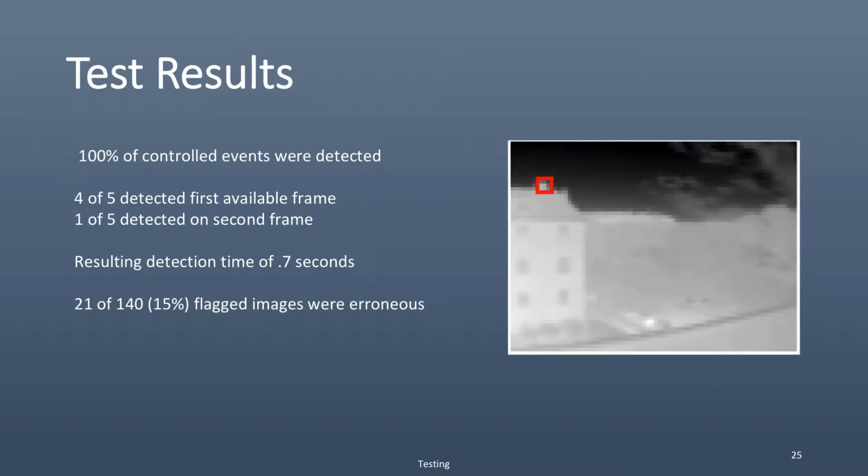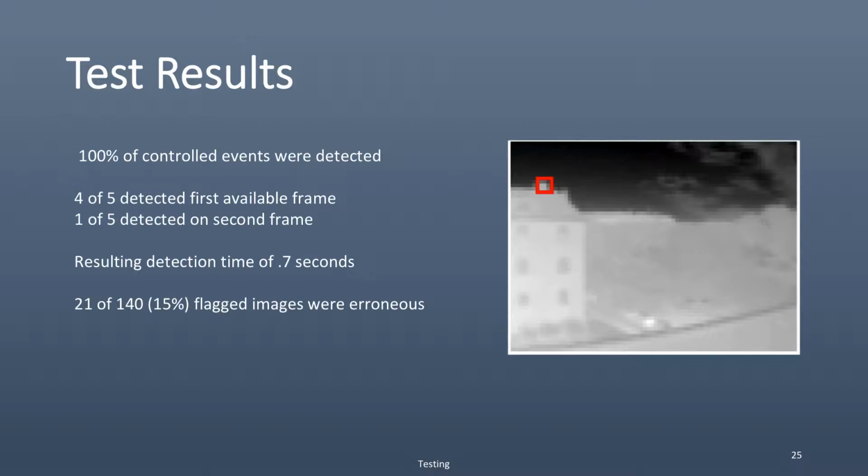For the results, 100% of the controlled events, or all the events where we had people, were detected by the device. In 4 of these scenes, on the first available frame, the device did detect that there was an object in the scene. 1 of these detections happened on the second frame. That was due to the object being a partial capture. It was on the very edge of the frame in the first image captured, and then it was wholly in the frame on the second image.